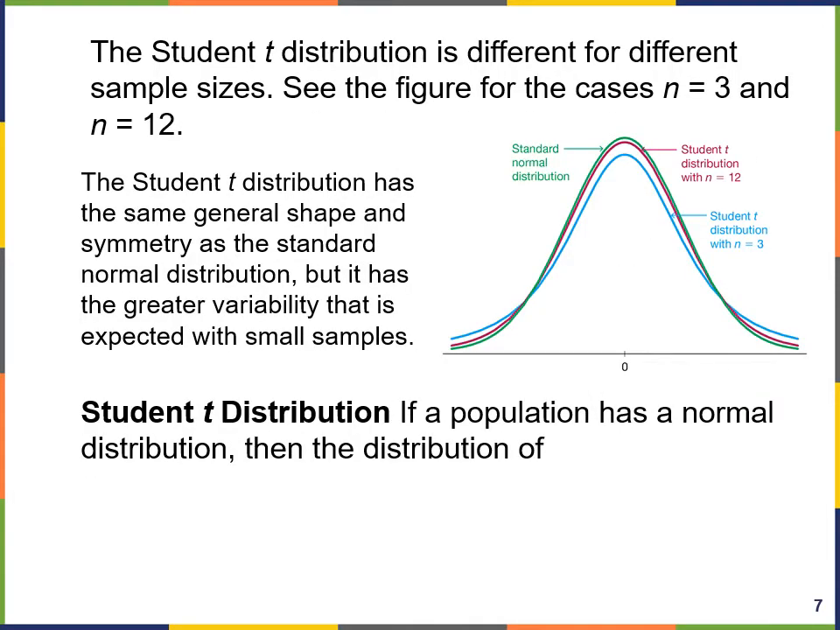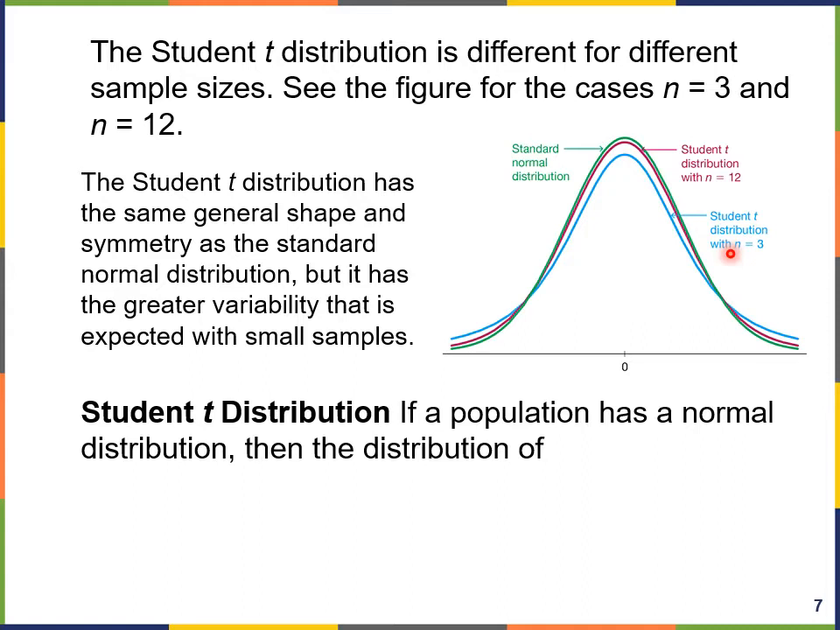So let's compare the curves now. Rather than just stating the differences and similarities, let's look at them. So here you see there are 3 curves in this picture. The blue, the red, and the green. Now the green curve is the bell that represents a standard normal distribution. The red and the blue represent 2 different t distributions. Okay?